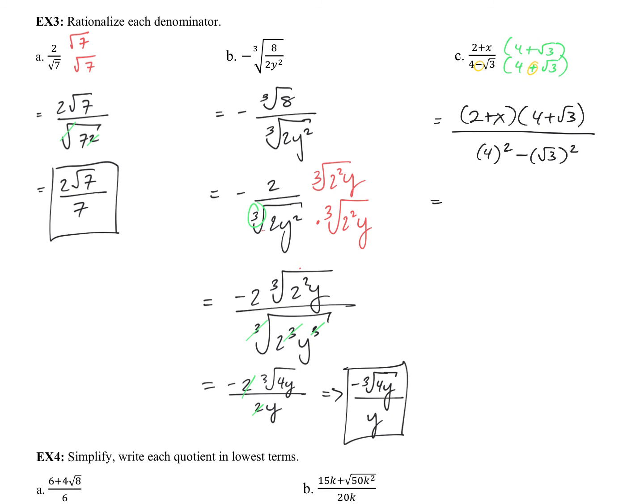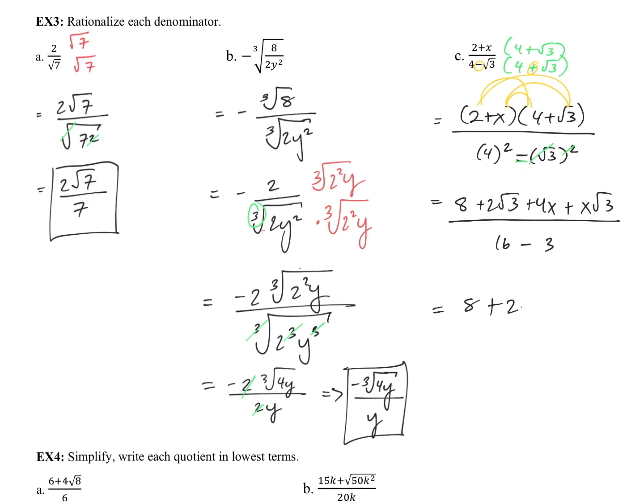So what do I do? Well, on the top, I'm going to have to FOIL. So I'm going to do first, outside, inside, and last. And what do I get? For first, I get 8. Outside, I get 2 root 3. Inside, I get 4x. And last, I get x root 3. Divided by, well, 4 squared is 16, minus root 3 squared. Well, we know that those cancel, and I'm left with 3.